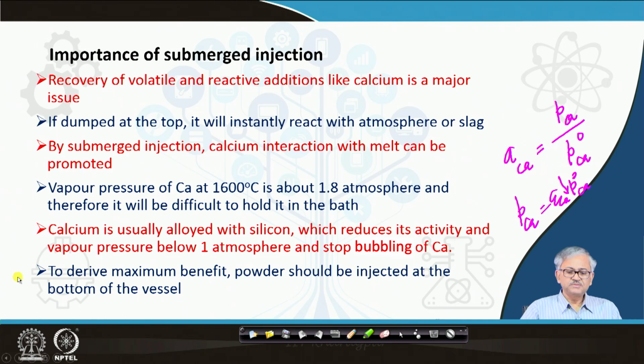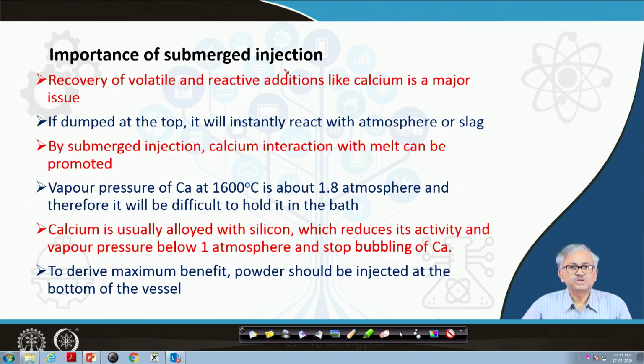So, to derive the maximum benefit, powder should be injected at the bottom of the vessel. If you can inject at the bottom of the vessel, obviously it will take the maximum time during its rise. This is when the powder rises through the liquid, it takes the maximum time before it joins the top slag or goes out of the system by bubbling. So, that's why there is the importance of injection metallurgy. You understand, calcium cannot easily be dumped at the top, but it has to be injected submerged.